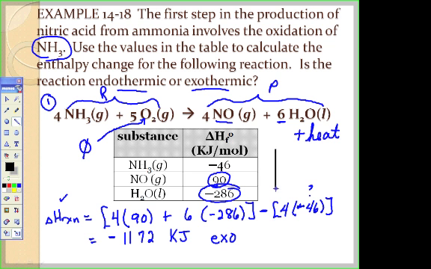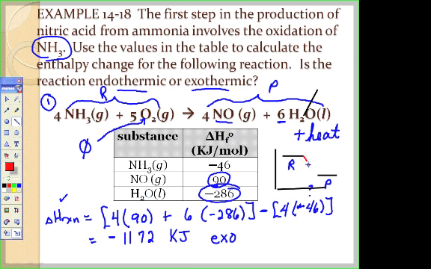And in an energy level diagram, that also means that the energy of our products is lower than the energy of our reactants. So my energy of my reactants is going to be higher than my energy of my products, and so heat is going to be released in going from one to another.